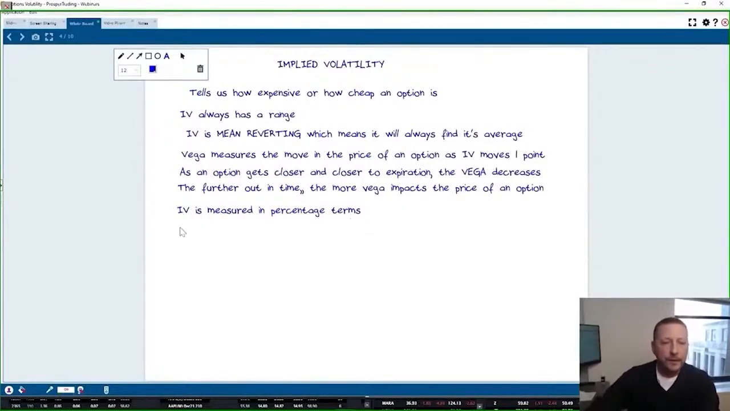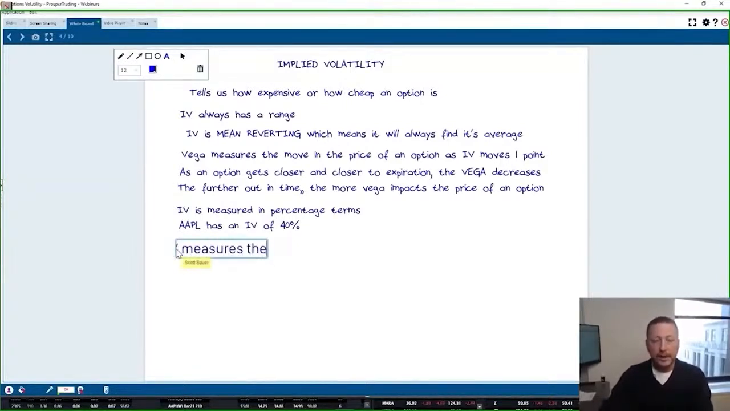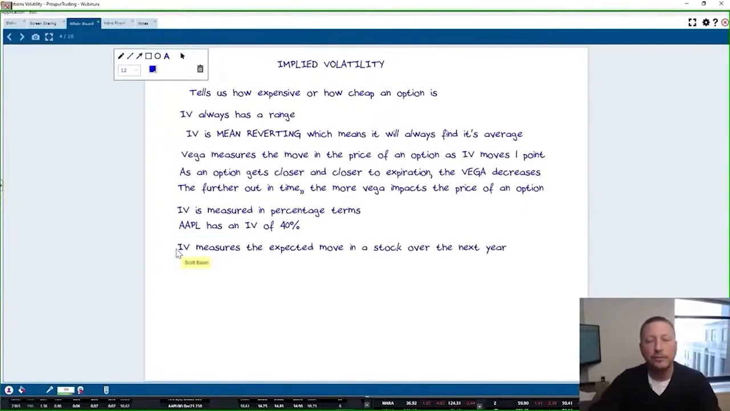Now, we just looked at Apple having an implied volatility of 40%. All right, Scott, great, it's 40%. What does that really mean? What does it mean if it's 20%? What does it mean if it's 80%? What implied volatility measures is the expected move in a stock over the next year. Think about that for a second. Implied volatility measures the expected move, what the market is pricing in for a stock over the next year.